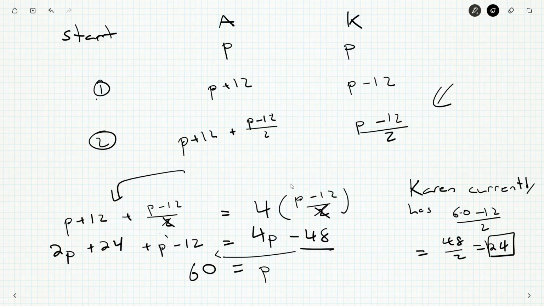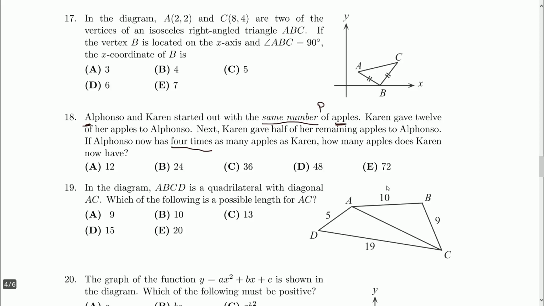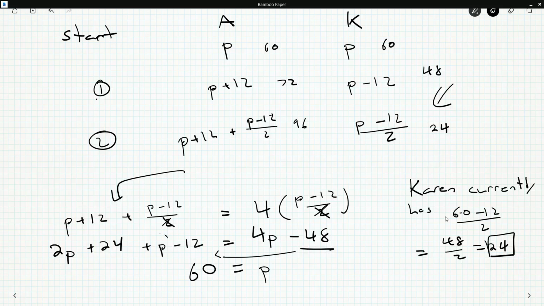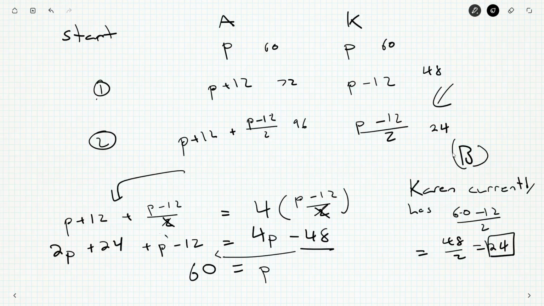They started with 60, then Alfonso got 72, and Karen had 48. Then she gave him half of what she had, so she had 24, and he now has 96. Okay? But 24 is going to be the answer. That's all we care about. B, 24. And that is our answer for question number 18.